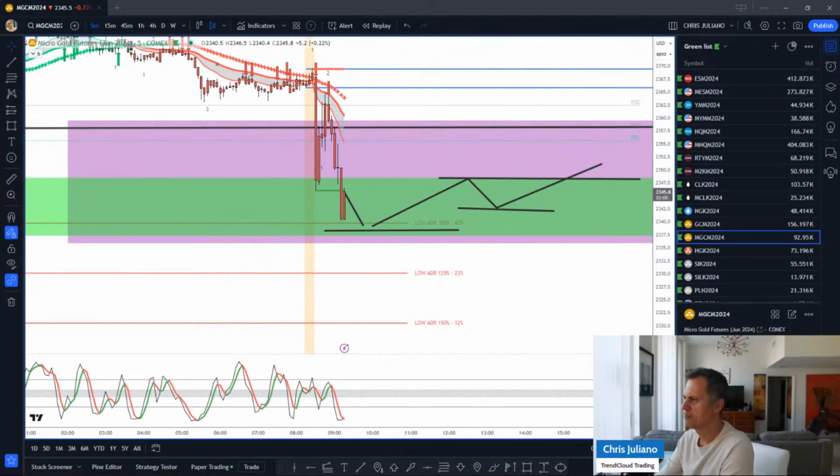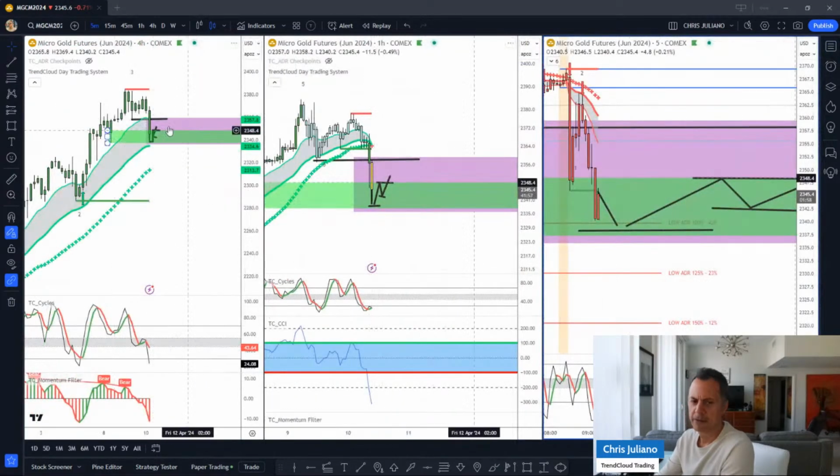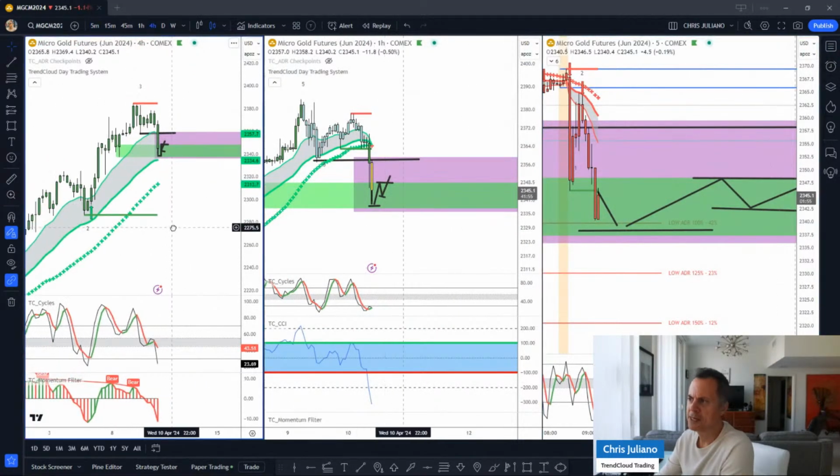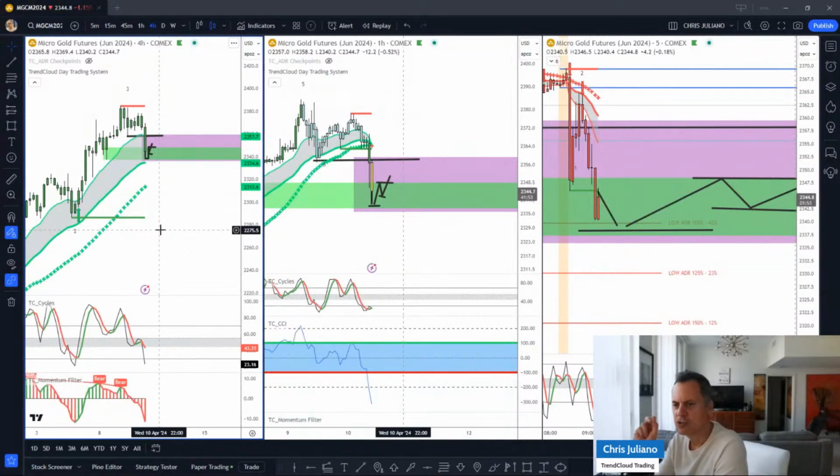This is a great example. This is a really great example of how to wait for your demand zone. All right.